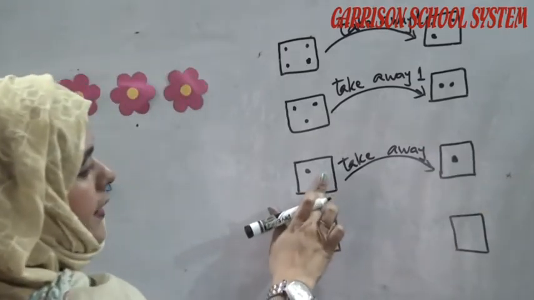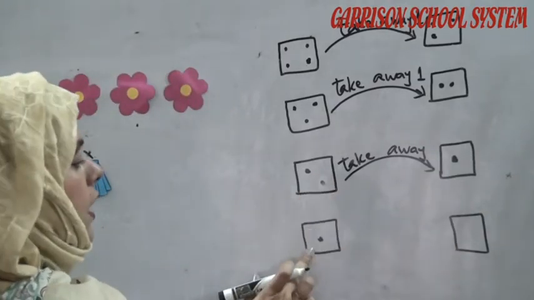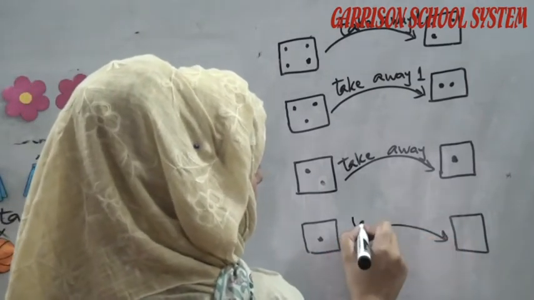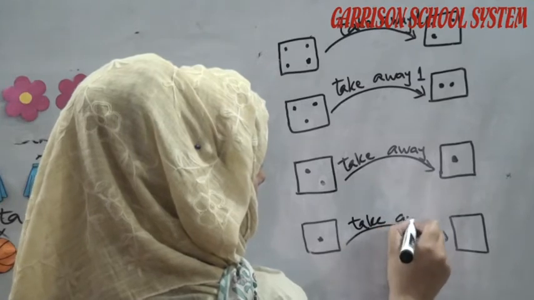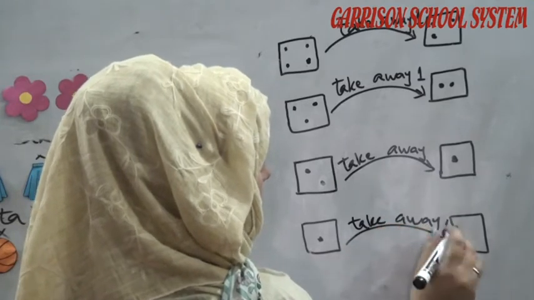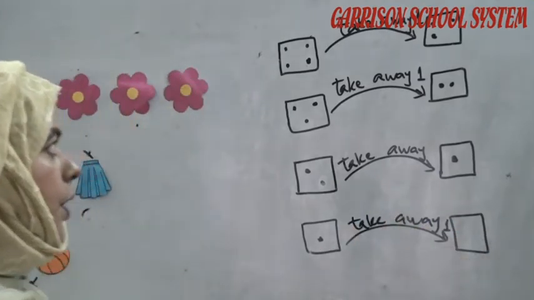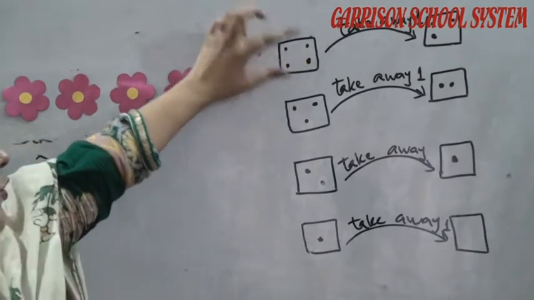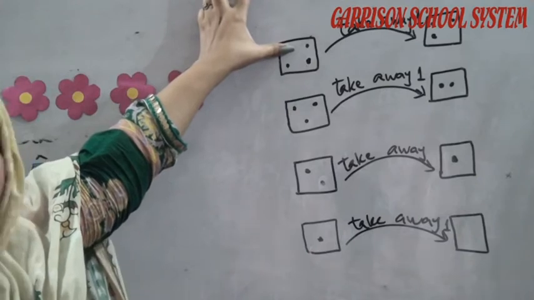Like we hide 1, so what will we be left with? 1. Now we have 1 spot over here and we take away 1. So how much will we have? We will be left with no spot. First, what did we have? We have 4 spots. We minused 1. We will be left with 3.